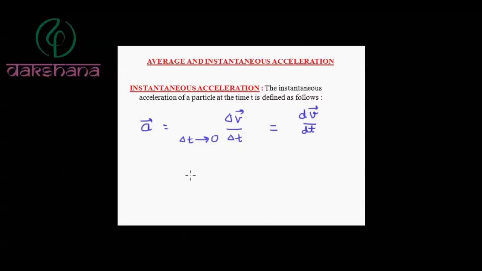In this case, del v by del t is a finite quantity when delta t tends to 0, and that finite quantity is equal to the instantaneous acceleration. Or I can write it down as a, which is instantaneous acceleration, equal to the derivative of velocity with respect to time. So this is instantaneous acceleration. Thank you for your attention.